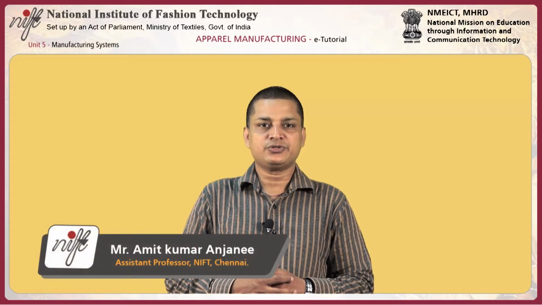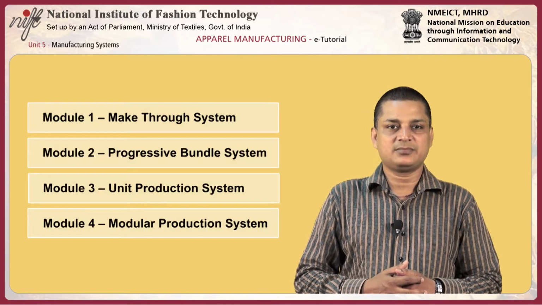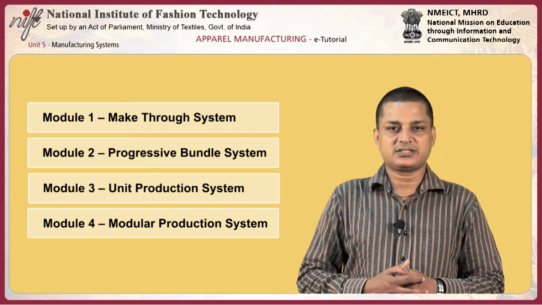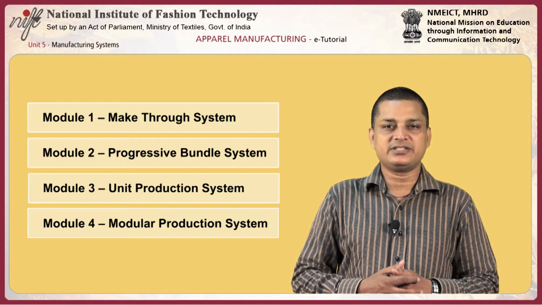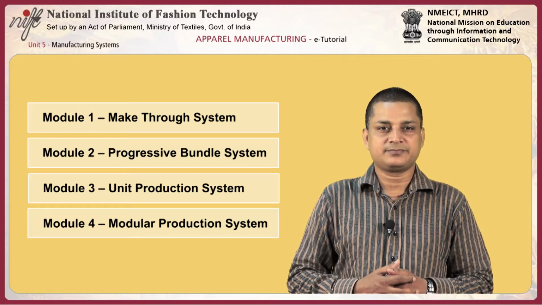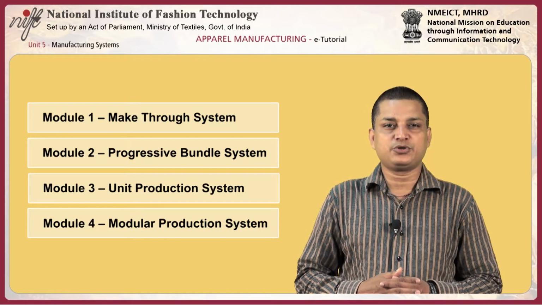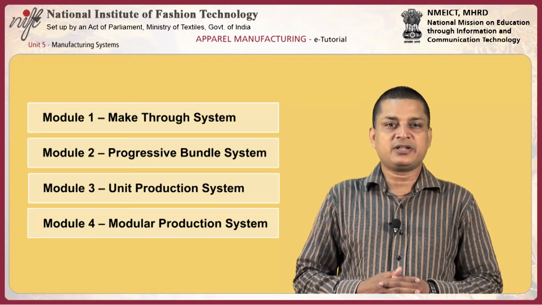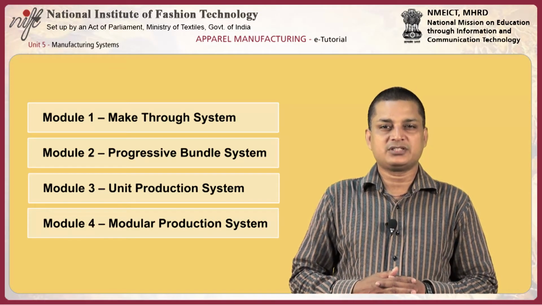This unit will introduce you to manufacturing systems. An apparel production system is an integration of materials handling, production processes, personnel and equipment that directs workflow and generates finished products. The types of production systems commonly used in mass-produced apparel are make-through production system, progressive bundle unit system, unit production system and modular production systems.